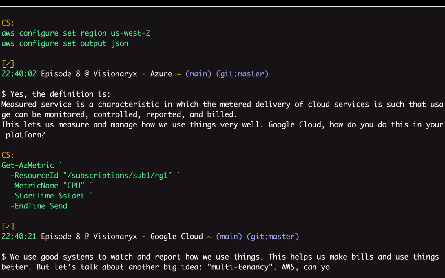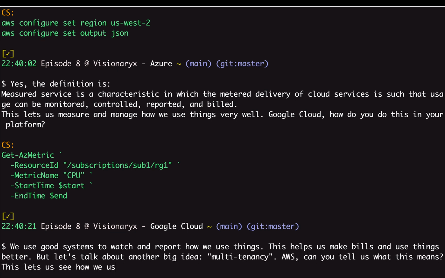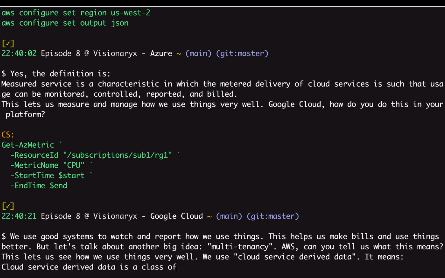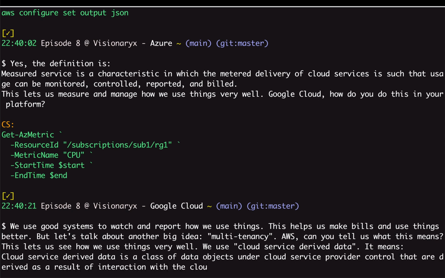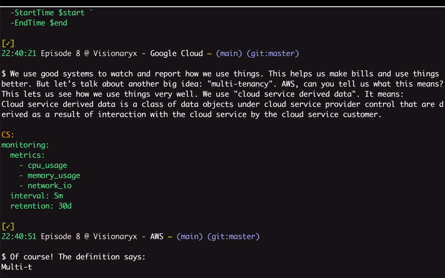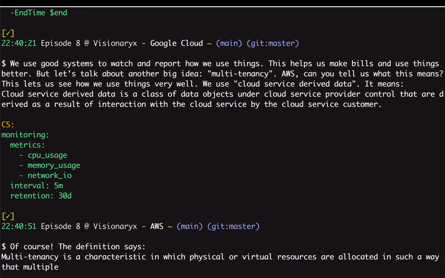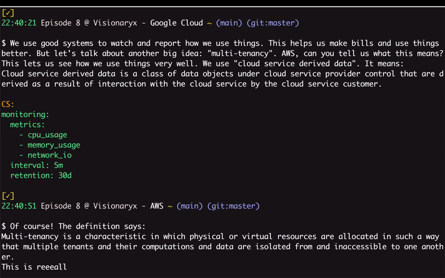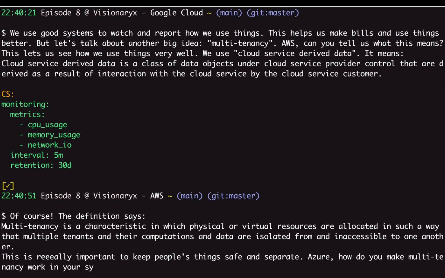But let's talk about another big idea, multi-tenancy. AWS, can you tell us what this means? Of course, the definition says multi-tenancy is a characteristic in which physical or virtual resources are allocated in such a way that multiple tenants and their computations and data are isolated from and inaccessible to one another. This is really important to keep people's things safe and separate.